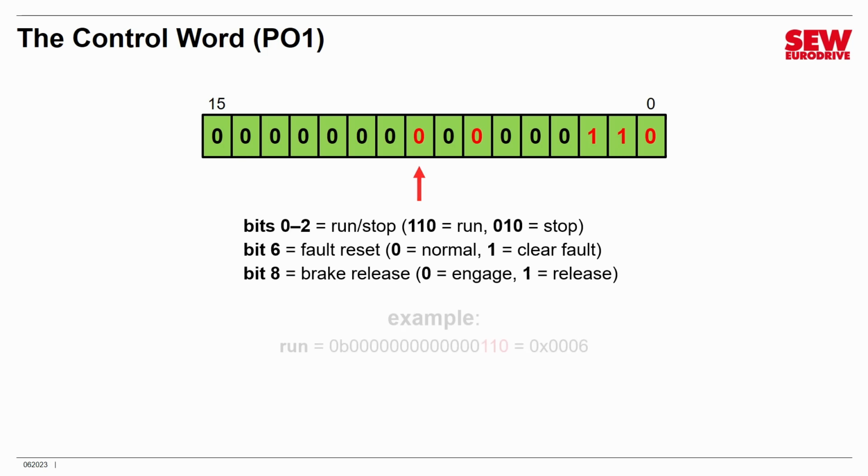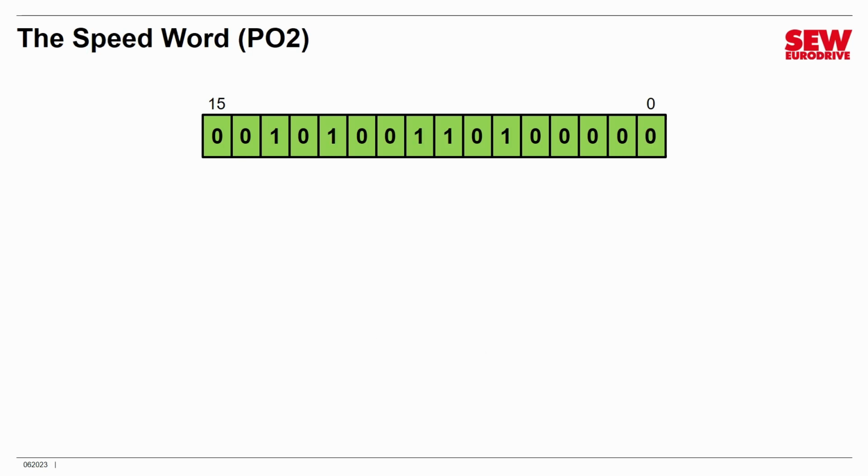So just by example here, if you want to run the MOVIMOT, then send this binary pattern, which translates to hexadecimal 0006. Pretty simple. The speed word is a little more complicated because, as you just learned, you can send the speed either as a percentage or as RPMs. I'm going to show you how to encode both of these.